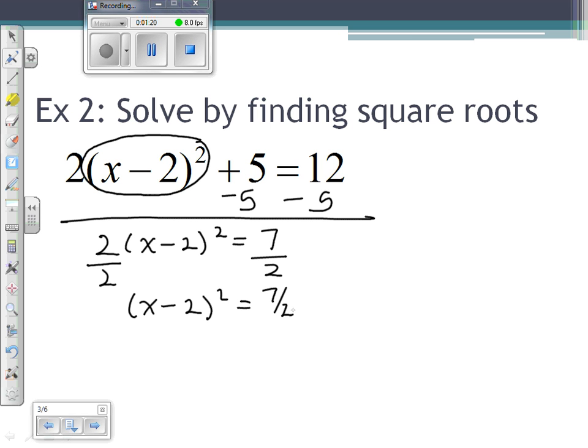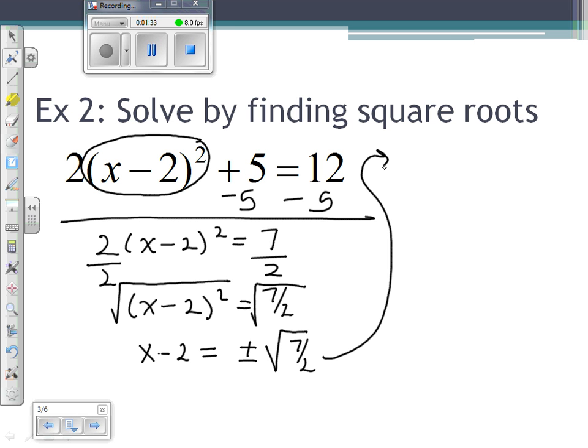Okay, so finding square roots, that's what we're going to do next. We're going to square root both sides. So you're going to get x minus 2 is equal to, don't forget there's a positive, negative square root of 7 halves. Okay, let's go up here. And then what you can do is just add 2 to both sides. So x is equal to 2 plus or minus.